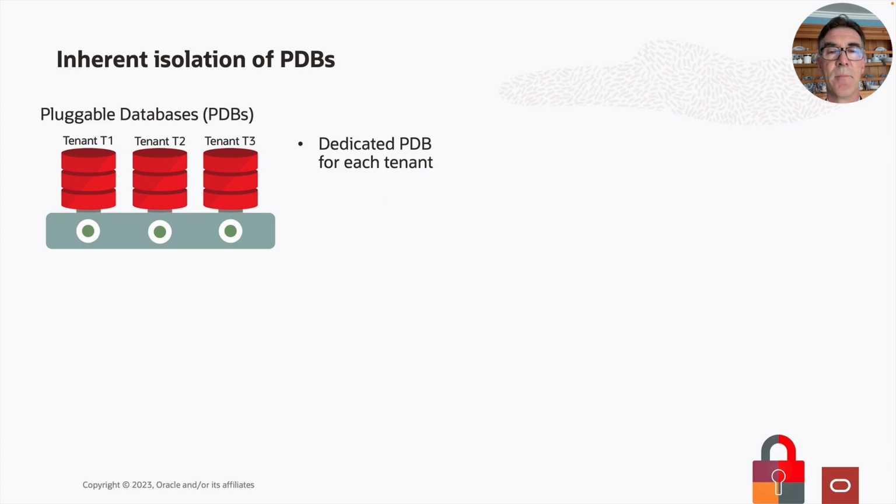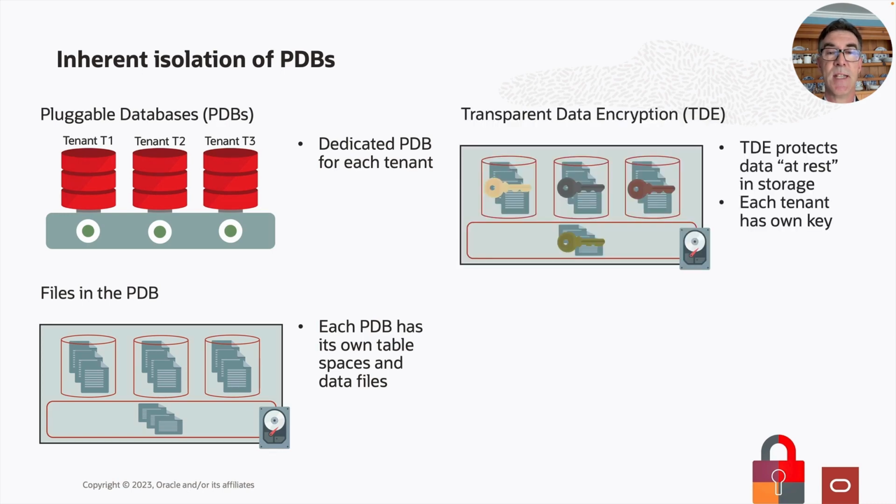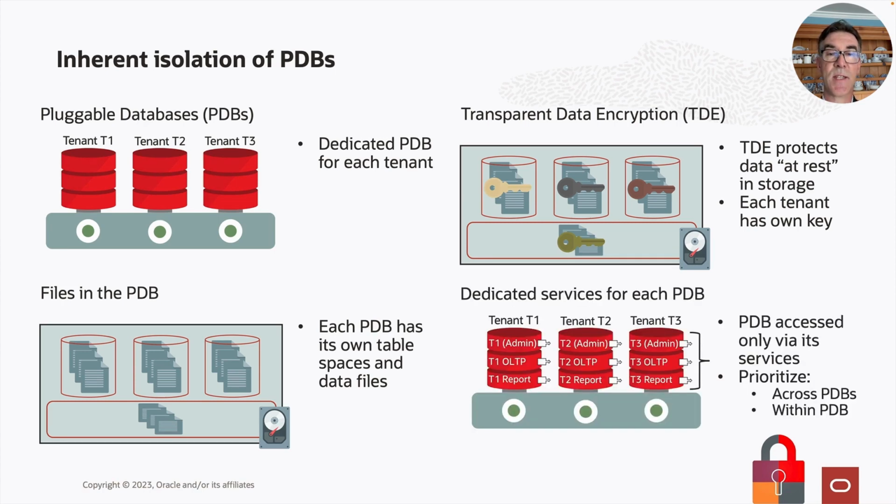To a security guy, multi-tenant looks like an access control mechanism. In the SaaS use case, that's the focus here, we have a dedicated PDB for each tenant. Each tenant's PDB has its own table spaces and data files. Transparent data encryption, known as TDE, protects data in those files. Each tenant's PDB has its own encryption key. Access to each PDB is via its services. Resource Manager allows us to prioritize these services, both across PDBs and within PDBs.